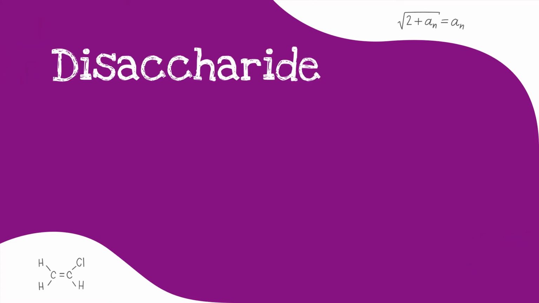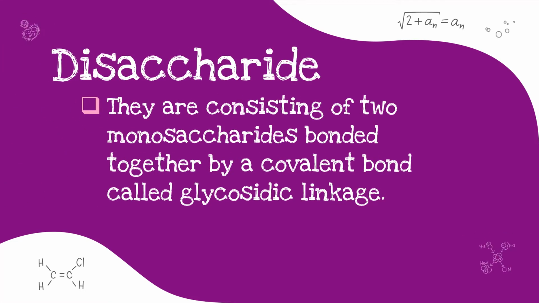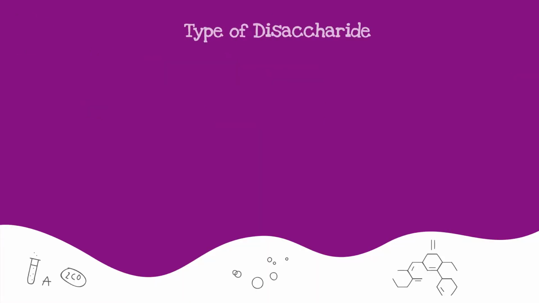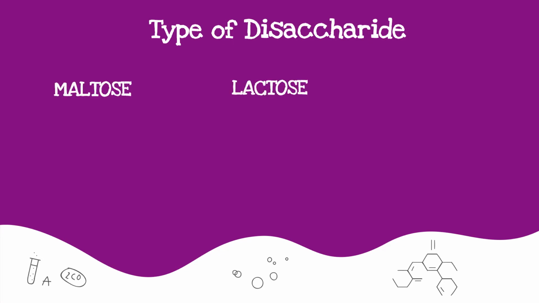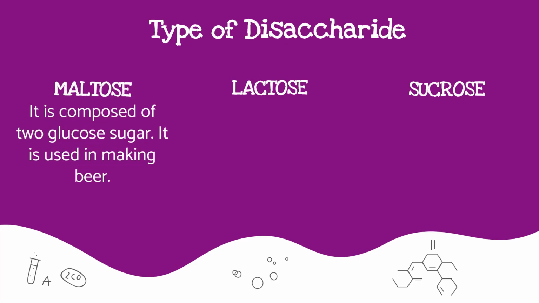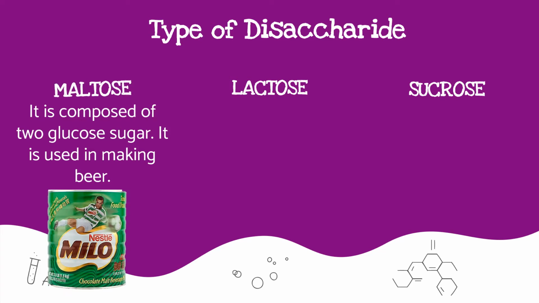Next one is the disaccharide. Disaccharide consists of 2 monosaccharides bonded together by a covalent bond called glycosidic linkage. There are 3 types of disaccharide: the maltose, lactose, and sucrose. Maltose is a disaccharide consisting of 2 glucose sugars. It is used in making beer and sometimes also used in energy drinks such as Milo. Then it is made from chocolate malt barley.